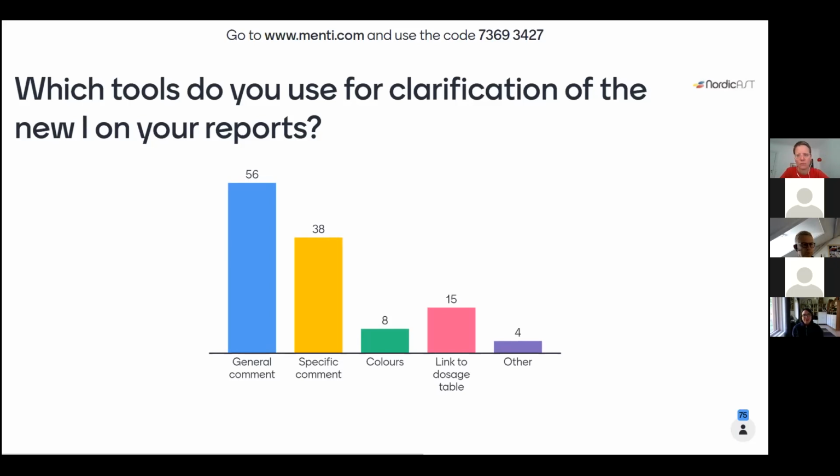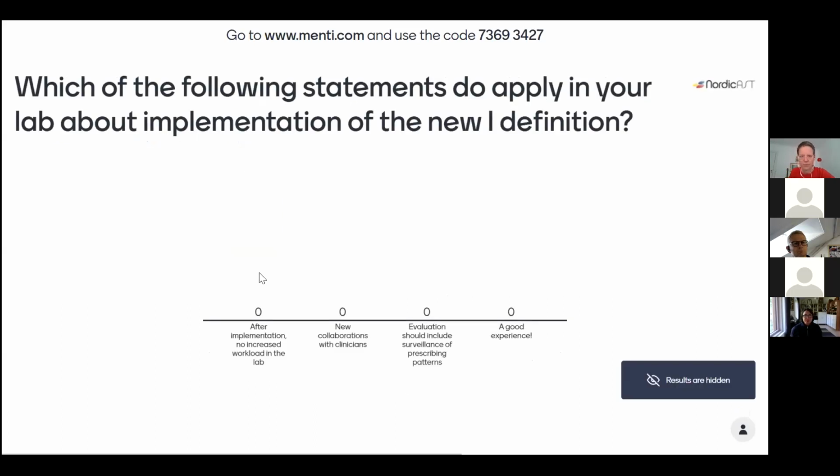It's interesting. And also that some could have a link to the dosage table is something which is very valuable, but unfortunately is not always possible. At least for us, it was not an option. And also some are using specific comments. So interesting to see. Do you have further comment, Barbara, on that? No, that's fine. So next one and last one.